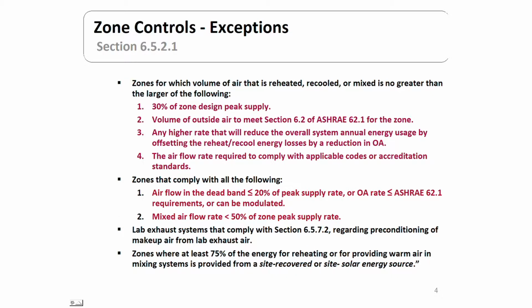Laboratory exhaust systems that comply with a certain regulation that's within the standard, that is Section 6.5.7.2. And this particular section is in regard to preconditioning of makeup air from laboratory exhaust hoods. Also exempt are zones where at least 75% of the energy for reheat or providing warm air in the mixing systems is provided from a site recovered energy source or a site solar energy source.